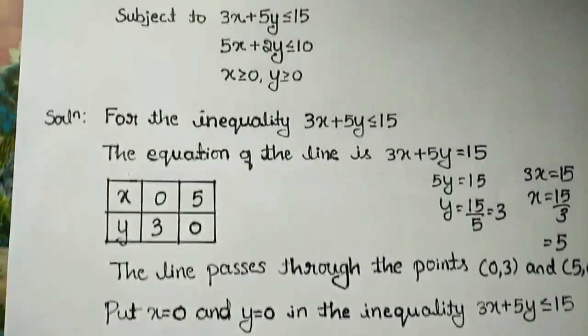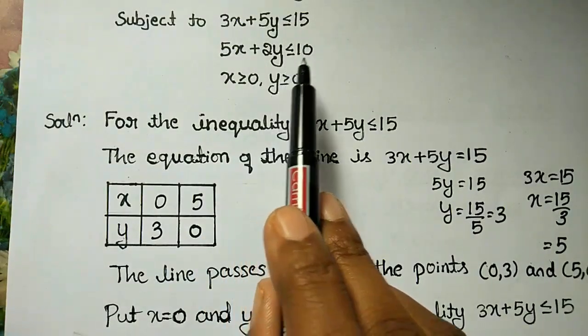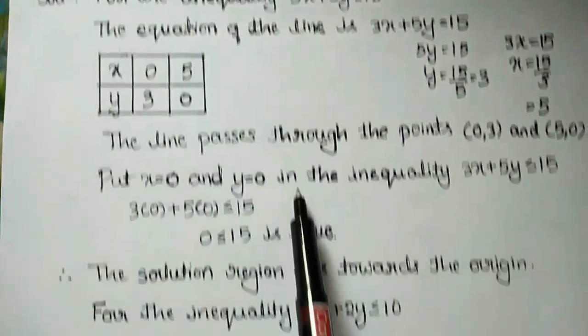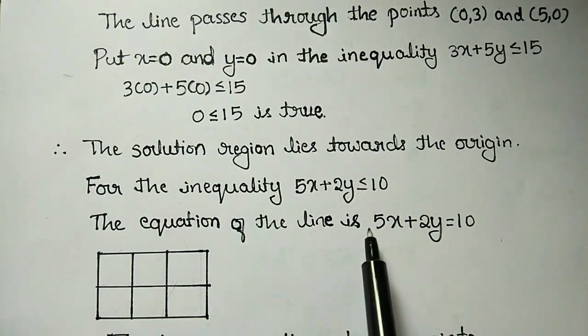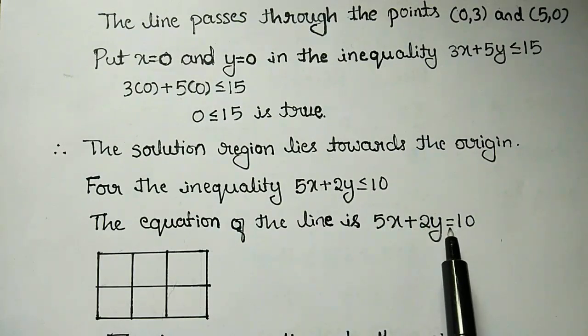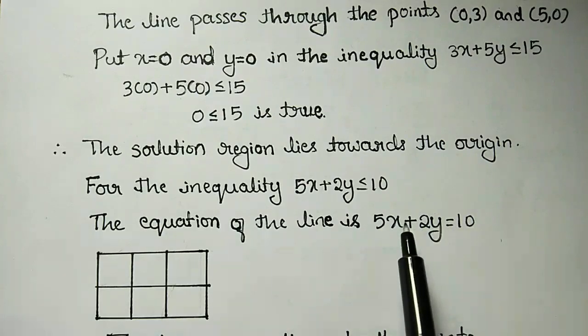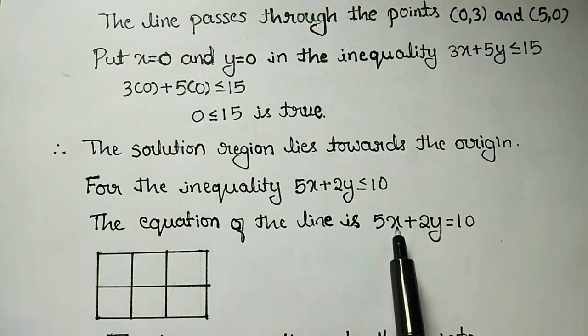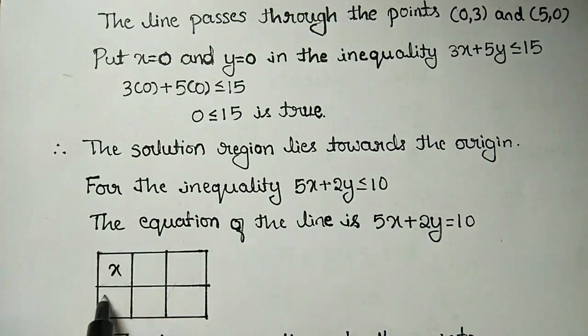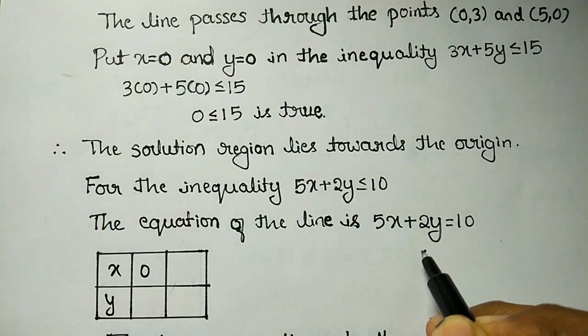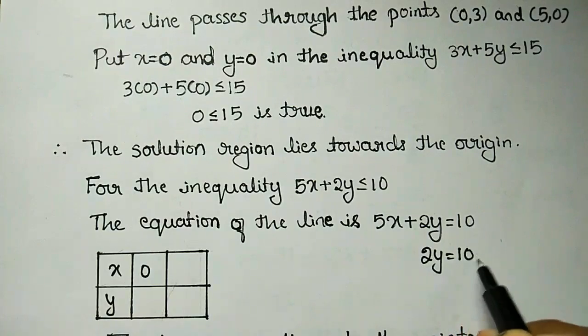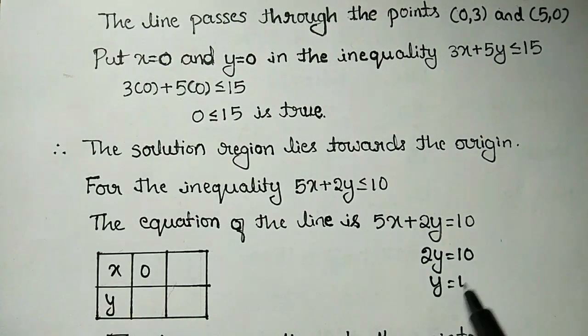Now, the second inequality is 5x plus 2y is less than or equal to 10. For the second inequality, the equation of the line is 5x plus 2y is equal to 10. Now we find the points on the line. Put x is equal to 0 in the equation. When x is 0, the first term will become 0. The equation will take the form 2y is equal to 10. Then y is equal to 10 divided by 2, which is 5.